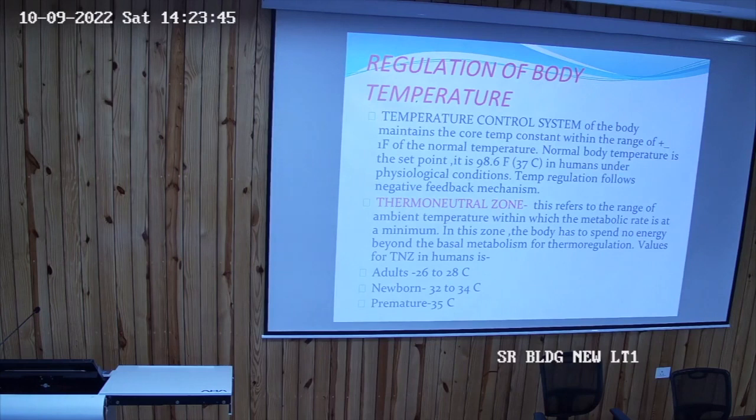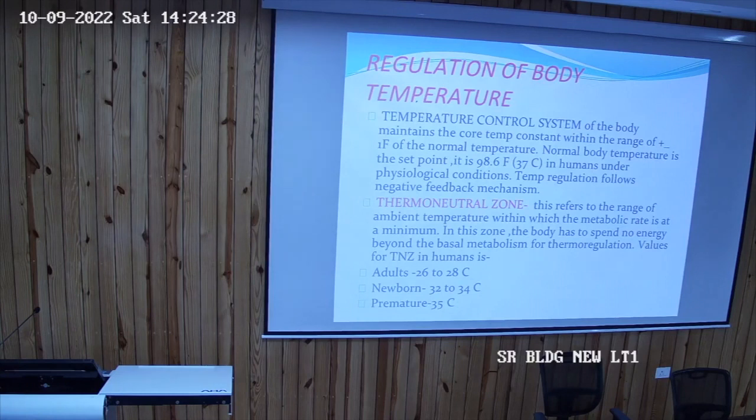What do you mean by thermoneutral zone? Another example. It is there on the slide. You can read and just explain. You are comfortable without AC in which particular ambient temperature? Right now the external environmental temperature is 38. Are you comfortable?